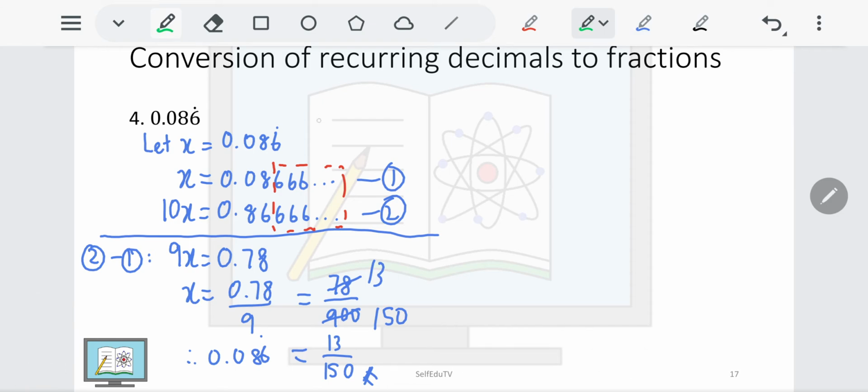So if you find it difficult to deal with this part, there's another way to find the fraction. So instead of multiplying by 10, I multiply equation 1 by 100. So 100x will be 8.666. And then I multiply equation 1 by 1000. Okay, so let's see.